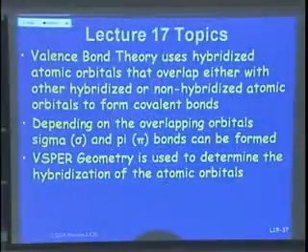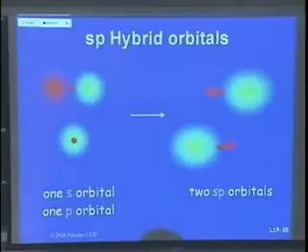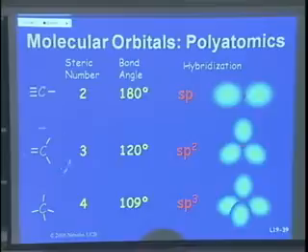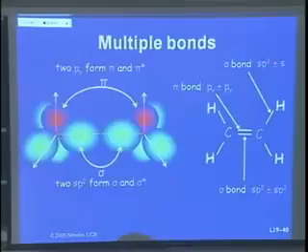The VSEPR geometry is used to determine the hybridization. So we talked about this earlier already, and you were pretty good at this. You have sp, which is linear, sp2, what is that? Trigonal, sp3 is tetrahedral, and then we come now to the example I just showed you.